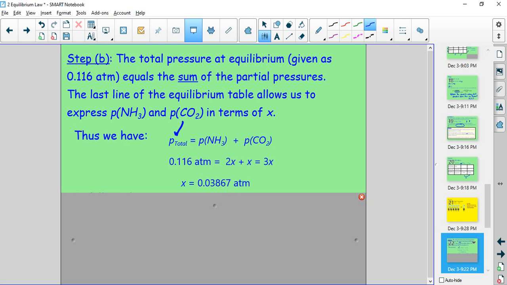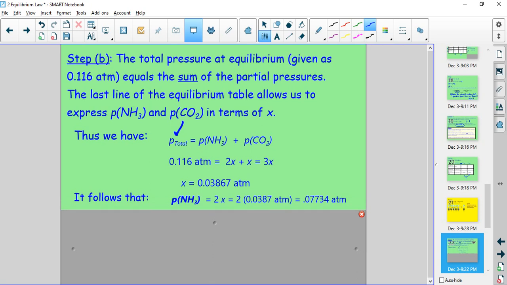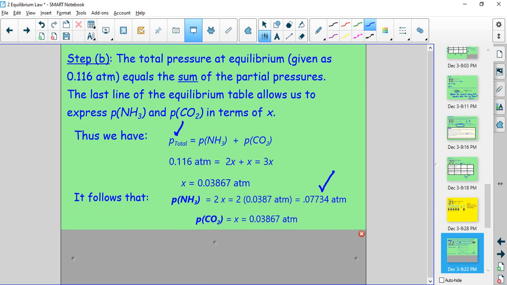And because of that, we can now plug this value into our ice table, last row in our ice table. So this is the expression for the partial pressure of ammonia. We know what x is. We therefore now know what the pressure at equilibrium for ammonia is, 0.07734. Again, try to keep at least 4 or 5 digits, don't round. And we can figure out the last one for carbon dioxide. It's just x, and we know the value for x. So this is the pressure at equilibrium for carbon dioxide.